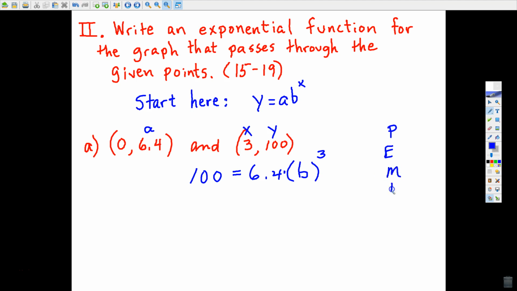I'll give you a visual. Here's PEMDAS, and we're going in reverse order. So which would come first in reverse order, multiplication or exponent? Okay, so I need to undo multiplication first, and what's the opposite of multiplication? Division. All right, so what am I dividing by, Chris? Okay, so let's do that, and you'll probably want your calculator for this. 100 divided by 6.4. Sam, can you give that to us?